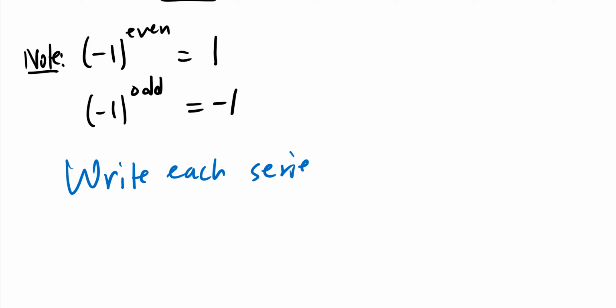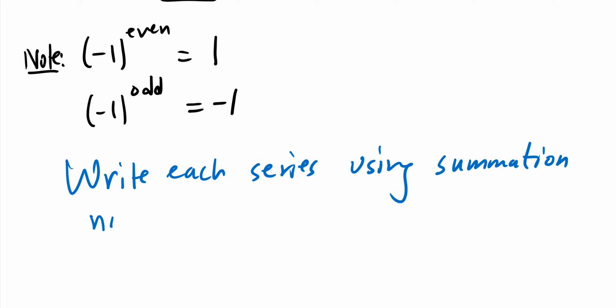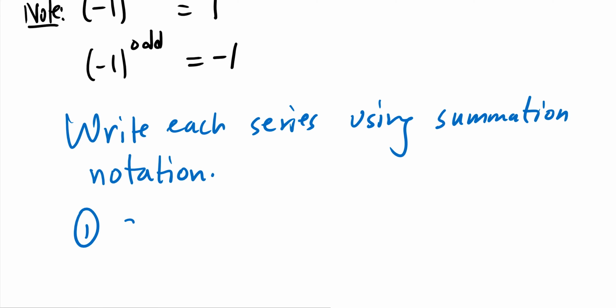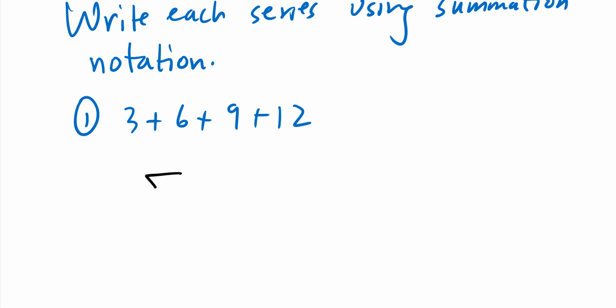Write each series using summation notation, the sigma notation. Let's look at the first example: 3 plus 6 plus 9 plus 12. The sigma notation or summation notation is going to look like this: the sum of a_n, where n goes from some number to some other number.